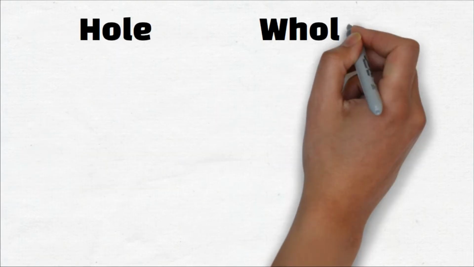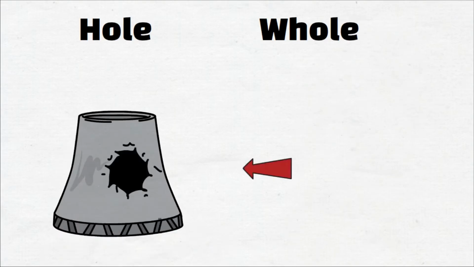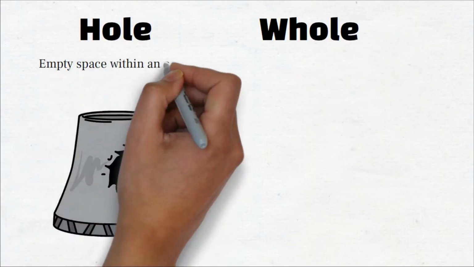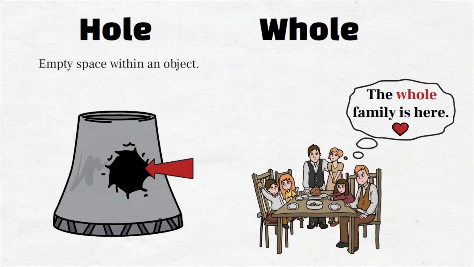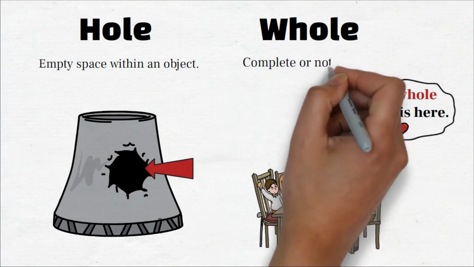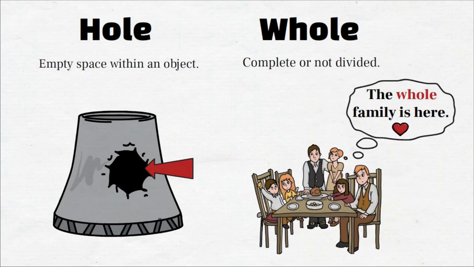Whole. The first is an empty space within an object. And the second means complete or not divided.